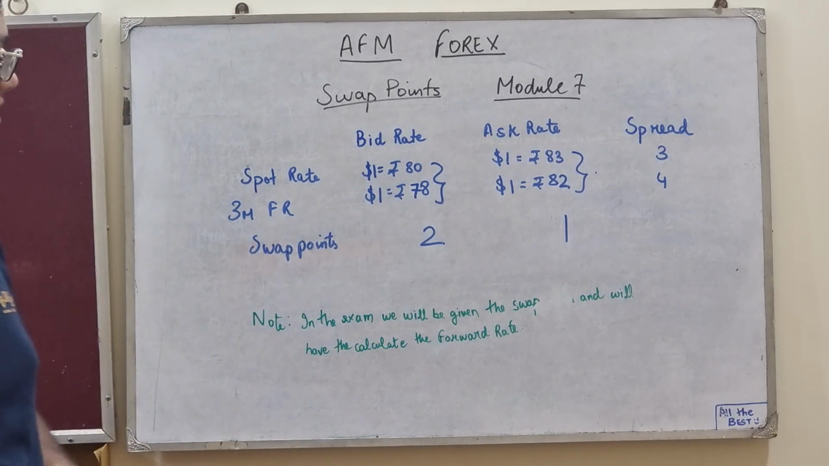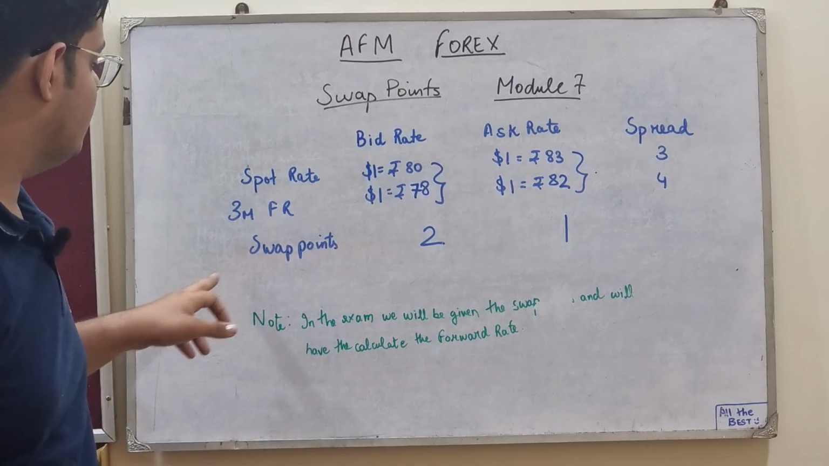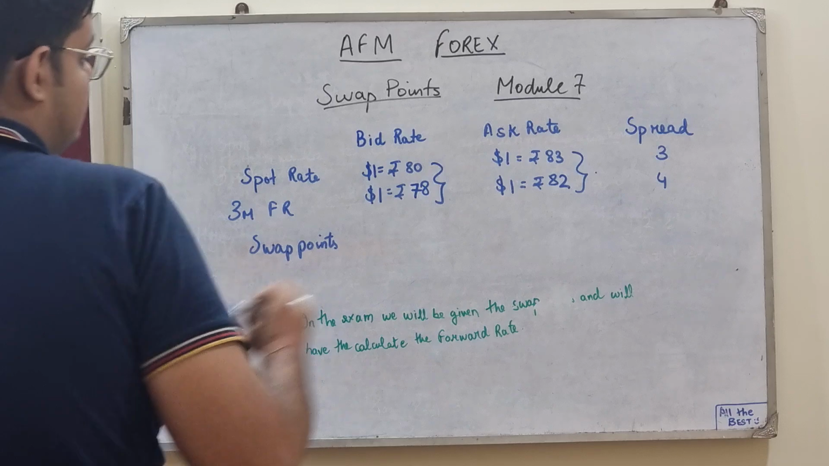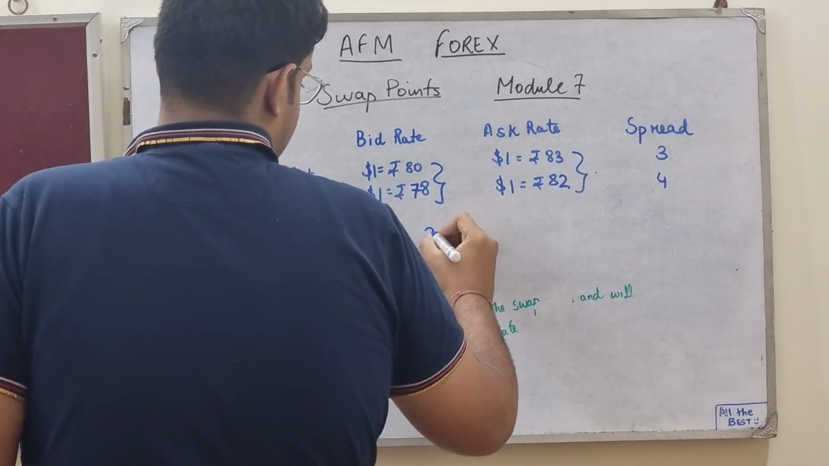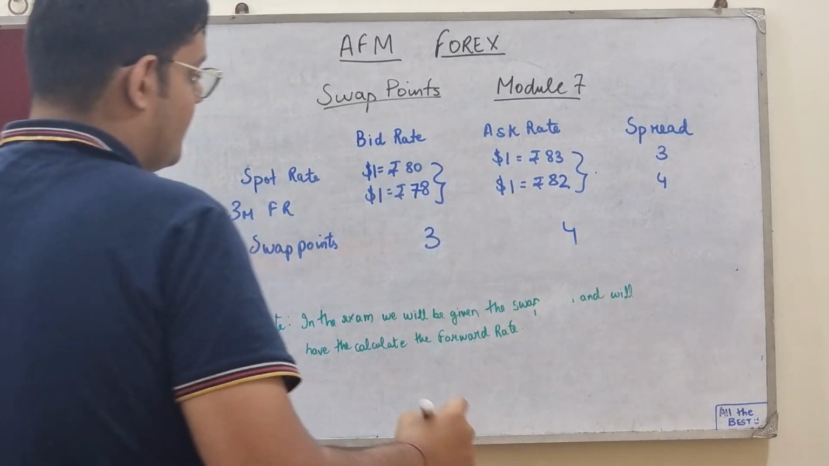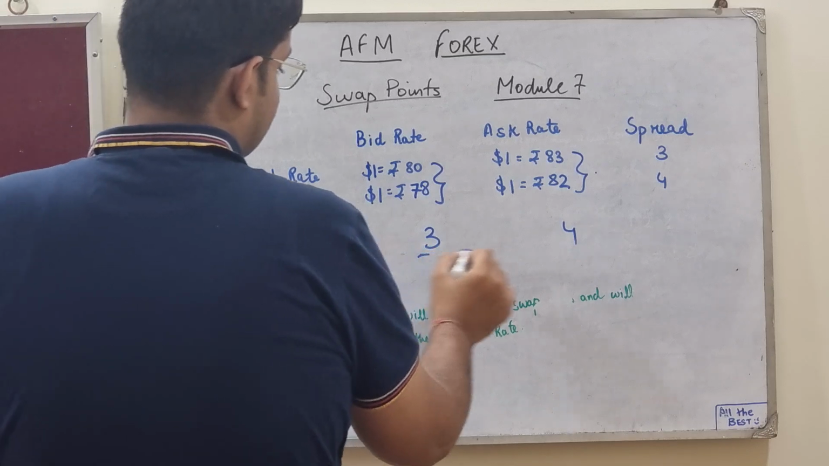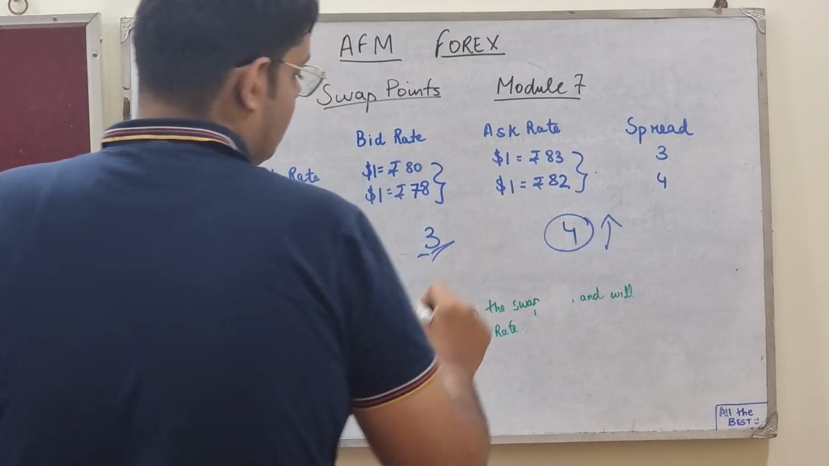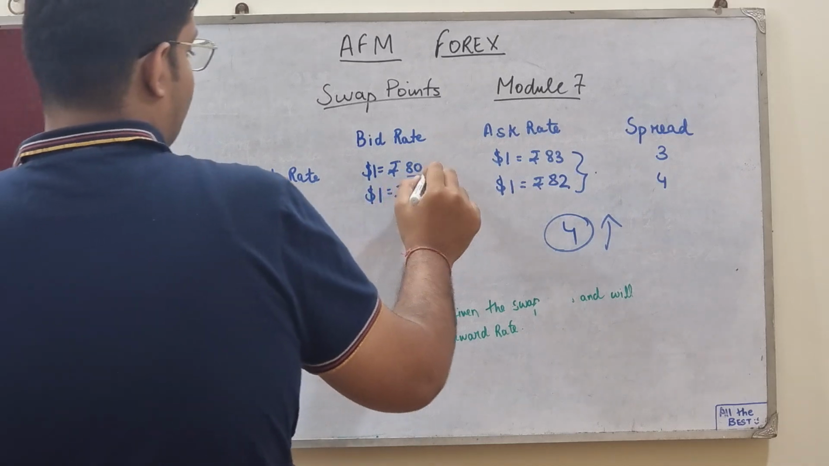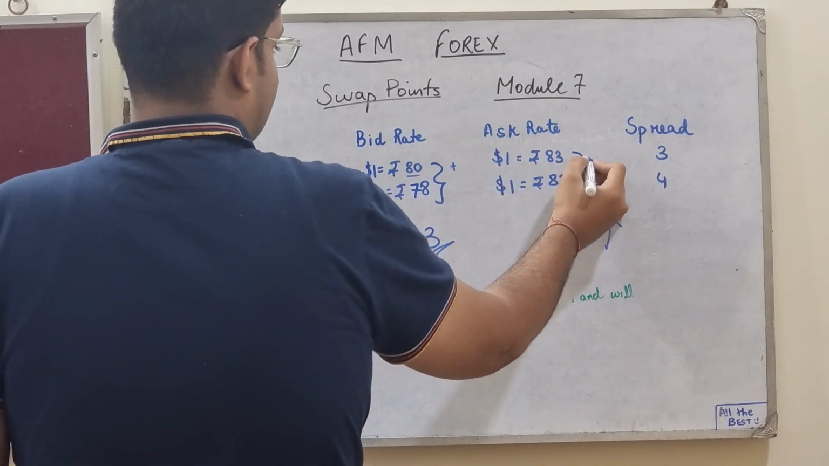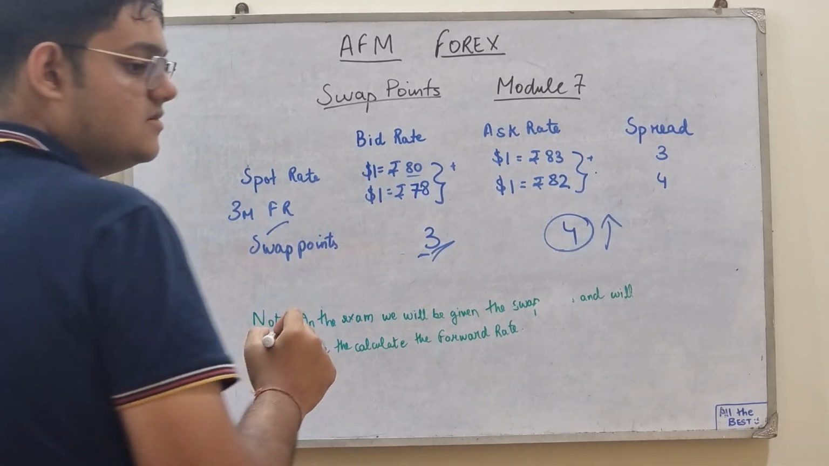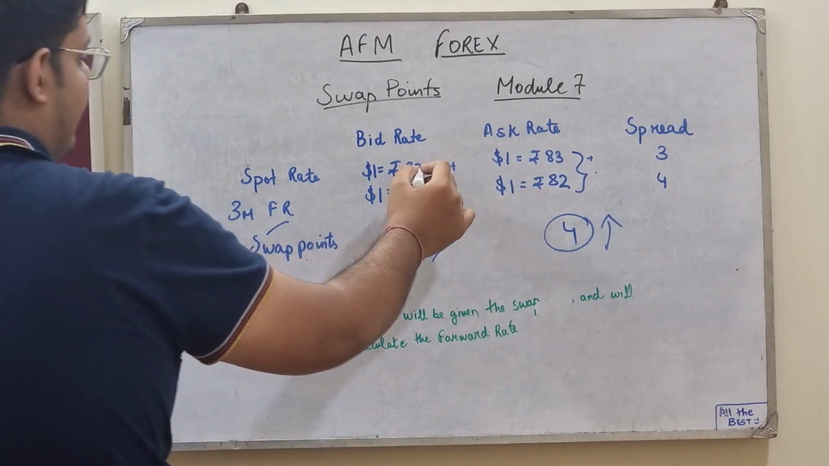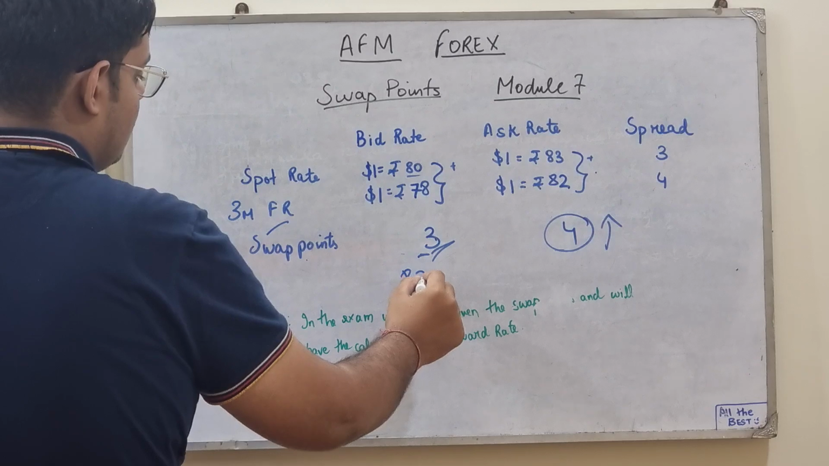So there are two cases that are possible here. The first case is that the swap points are given in ascending order. That would be 3, 4, like the earlier example. When we get a swap point that is ascending, that means this rate is higher than this rate. Then we add it to the spot rate and get the forward rate. So if the swap points are 3 and 4, we get 80 plus 3, 83.